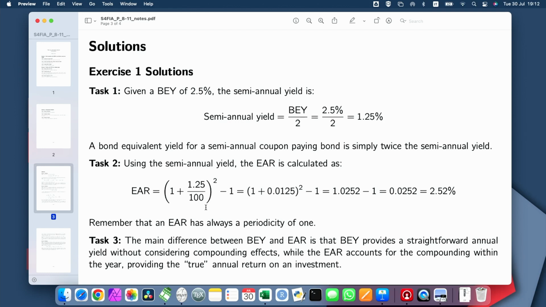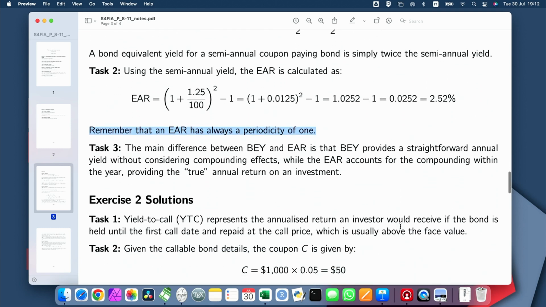In fact, for task 2, to calculate the corresponding effective annual rate, we have to compound the semi-annual yield 2 times. We get 2.52%, a little more than the original annual bond equivalent yield of 2.5%, because of the compounding effect. Task 3 provides the explanation. An effective annual rate provides investors with an apples-to-apples measure to compare the yields of 2 bonds with different periodicities.